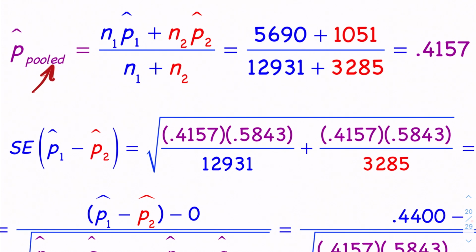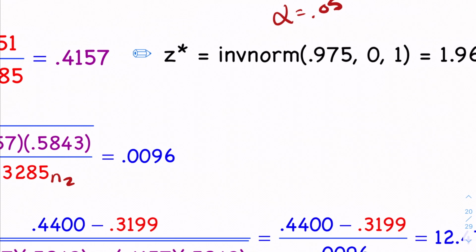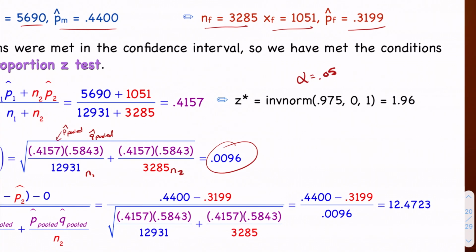So look what we do here. Our standard error is the square root of P hat pooled, Q hat pooled over N1, plus P hat pooled, Q hat pooled over N2. This will give us our standard error for our sample distribution. So we get this 0.0096.